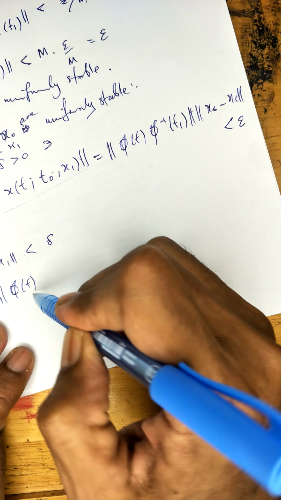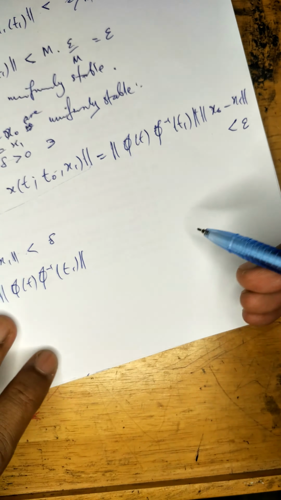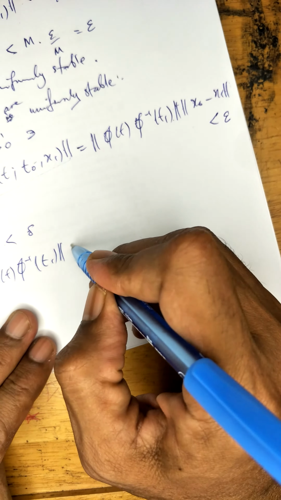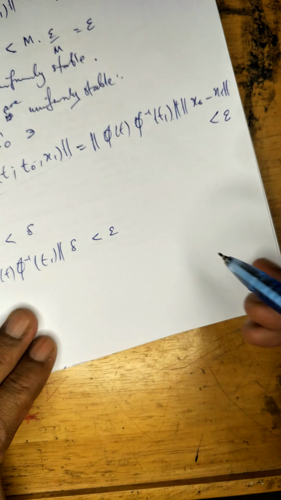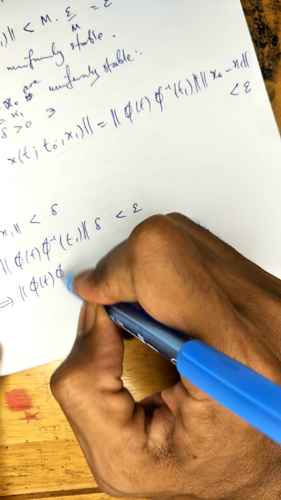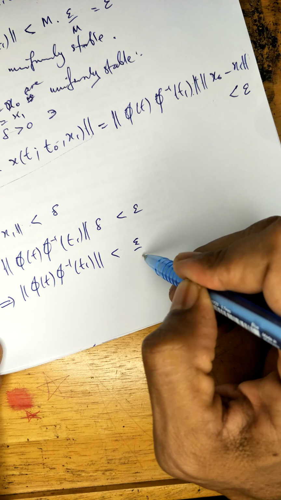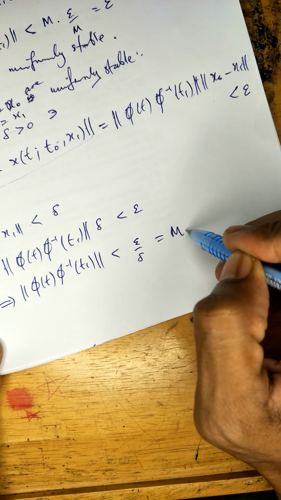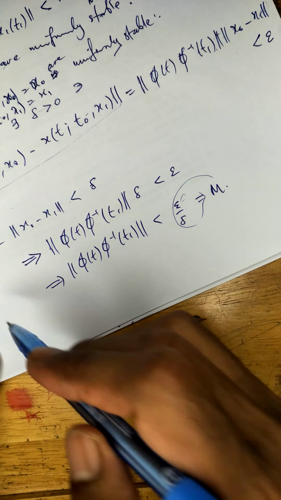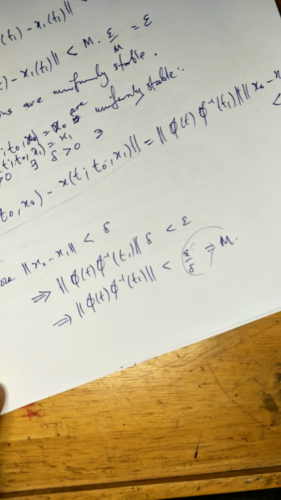phi t, phi inverse t1. That one is less than delta, so that's delta. All this is less than epsilon. So therefore we have phi t, phi inverse t1 less than epsilon over delta. So this is your m. That's your m. So therefore there exists m that satisfies those things, less than m. The proof ends.